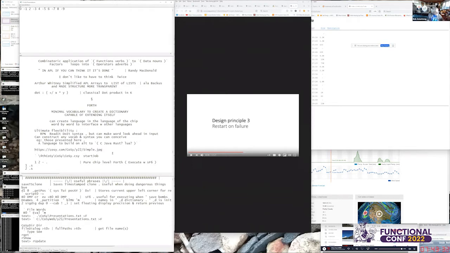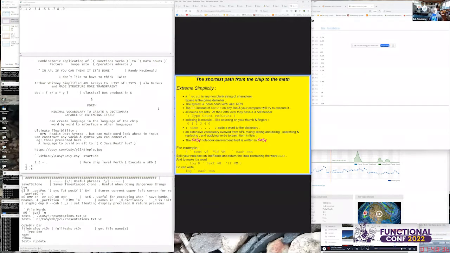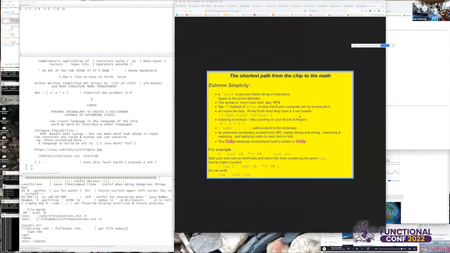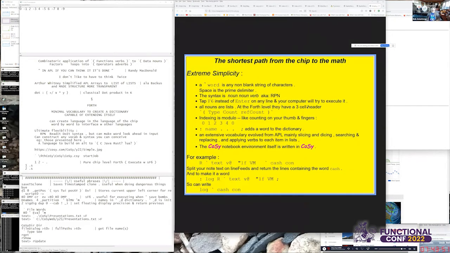And here are the basic rules for the extreme simplicity of Forth and CoSy. A word in Forth is any non-blank string of characters, okay? And space is the prime delimiter. This simple brilliance by Chuck Moore tremendously opens up the nature of the words that you can create very simply. And as I said, syntax is essentially noun, verb, because it's a stack-oriented language. And in CoSy, I'll get to that, but one of the things is that all nouns are lists.